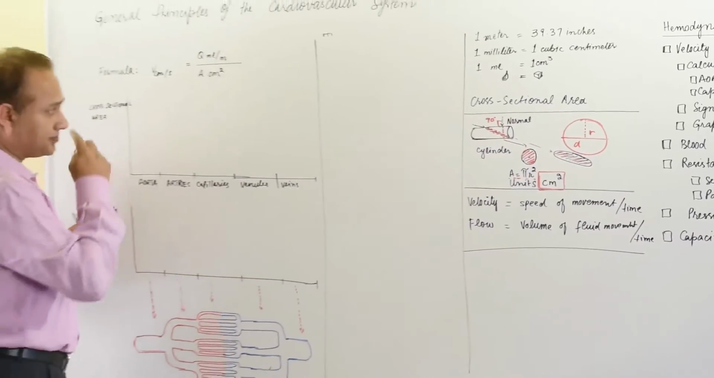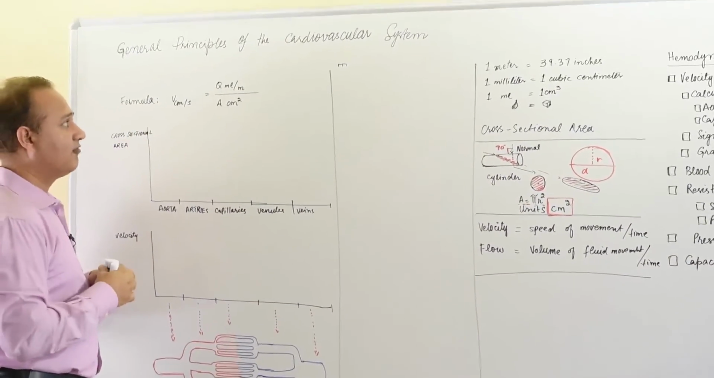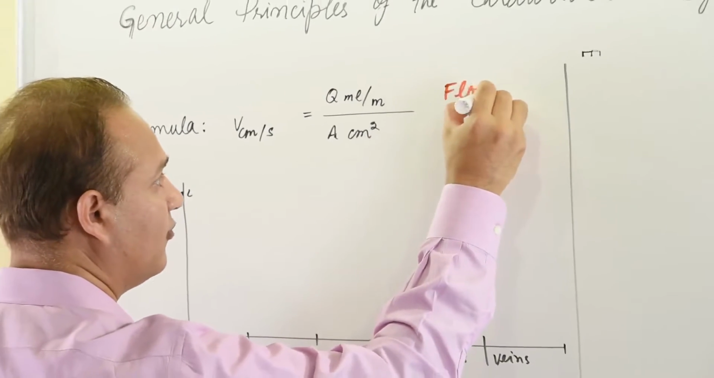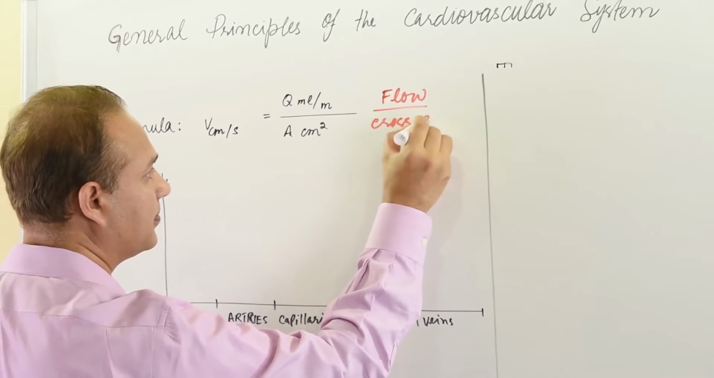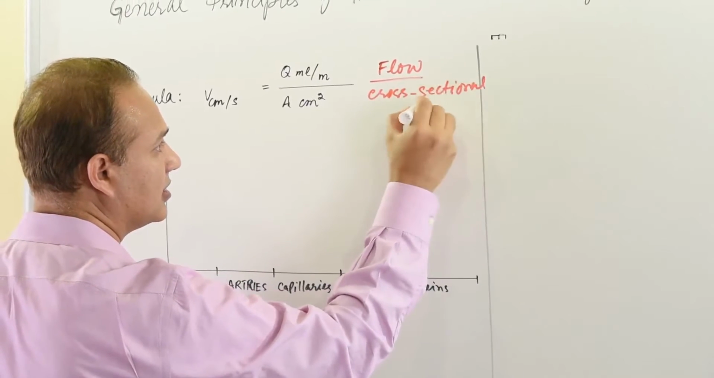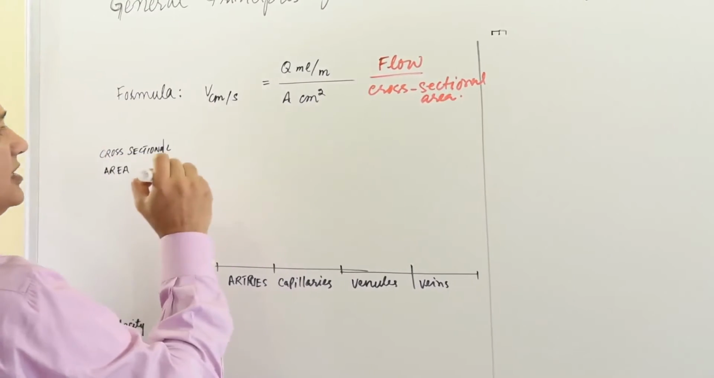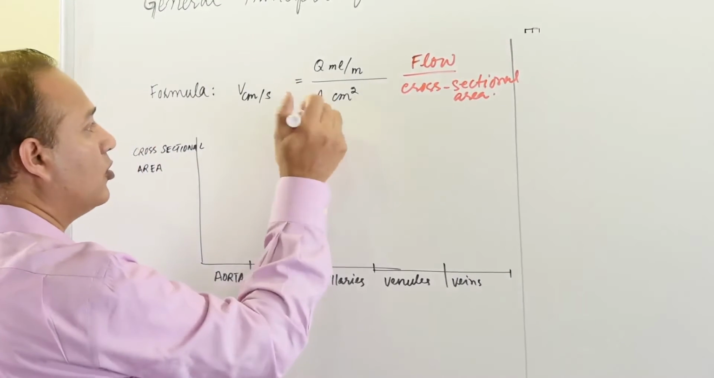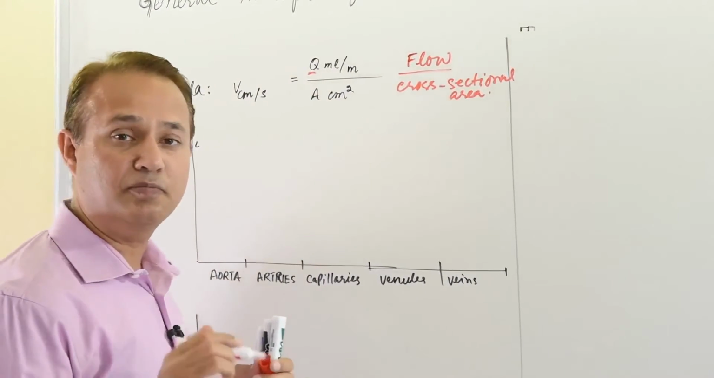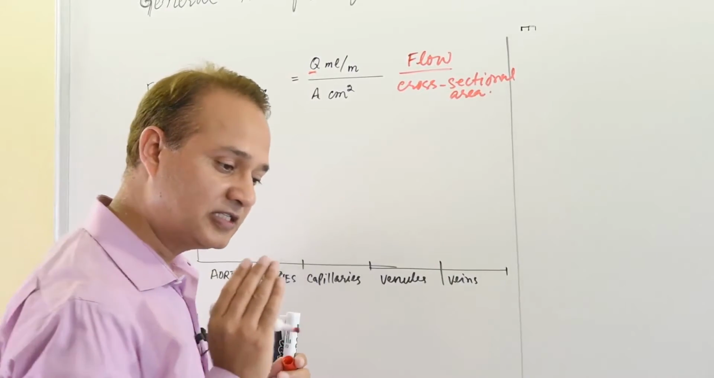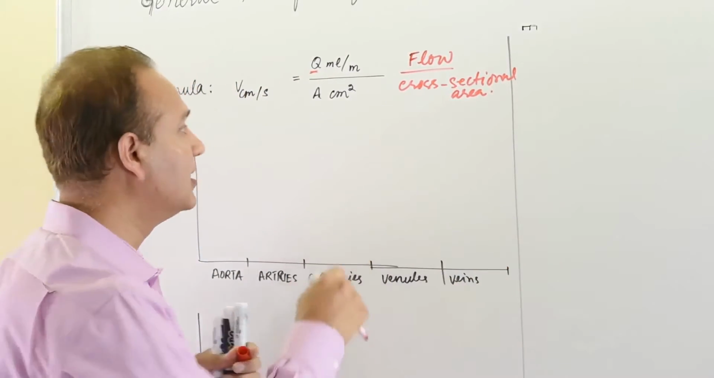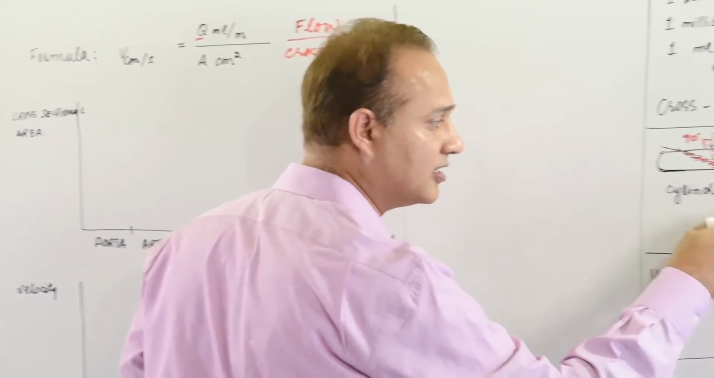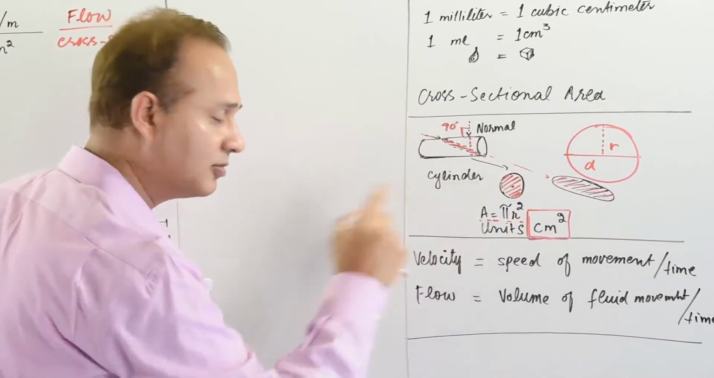Now the formula for the velocity. Formula is flow divided by cross-sectional area. That is the velocity. Velocity will be measured in centimeters per second. Flow Q here will be measured in milliliters per minute. So milliliters of blood passing per minute. And the area is in centimeter square. So that is this cross-sectional area. It is in centimeter squares. We talked about it before.